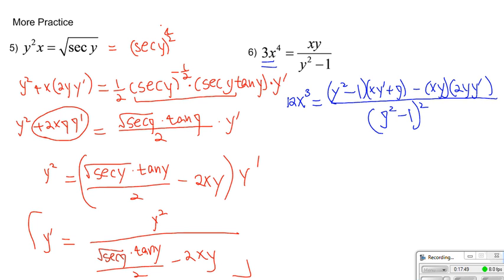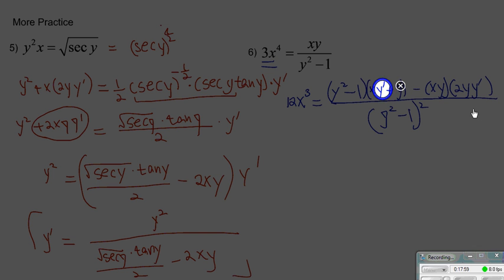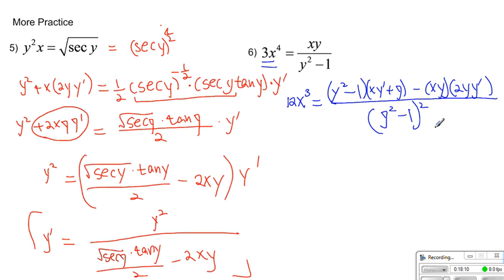Now notice, if you have to simplify this one, you will see two locations where we have y prime. One is right over here. The other one will be right over here. Those are the only two locations. So therefore, why don't we multiply both sides by y squared minus 1, and then continue further from there.